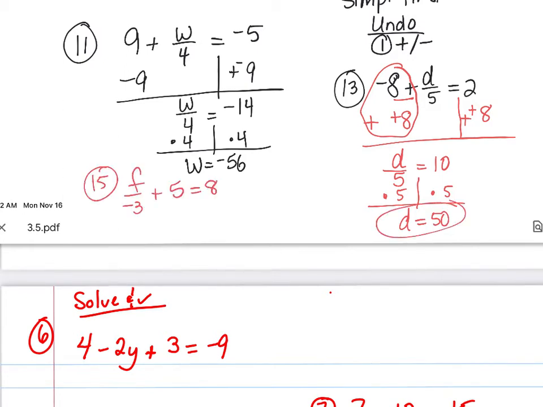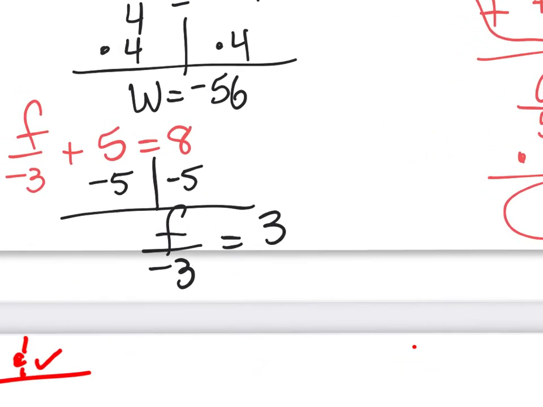So what we're going to do, there's no simplifying I can do. They're adding 5, so we're going to subtract 5 on both sides. So we get F over negative 3 equals 3. They're dividing F by negative 3, so we're going to multiply both sides by what? Negative 3. Whatever they're dividing by, you multiply by. These cancel, leaving me with F equals negative 9.